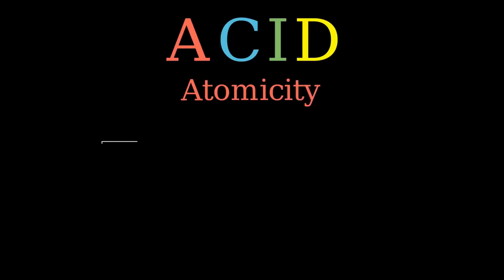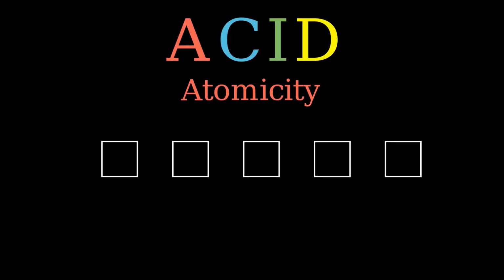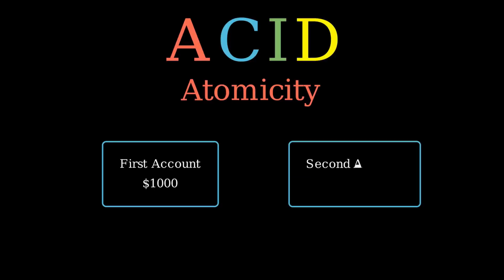A in ACID stands for atomicity. It guarantees that all operations within a transaction are treated as a single unit, which either all succeed or all fail. There is no in-between state. Let's consider an online banking system where a user is transferring money from one account to another account. This transaction involves two steps: deducting the money from the first account and adding it to the second account.